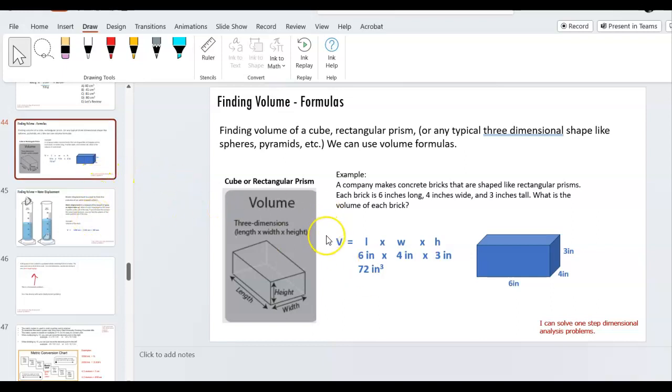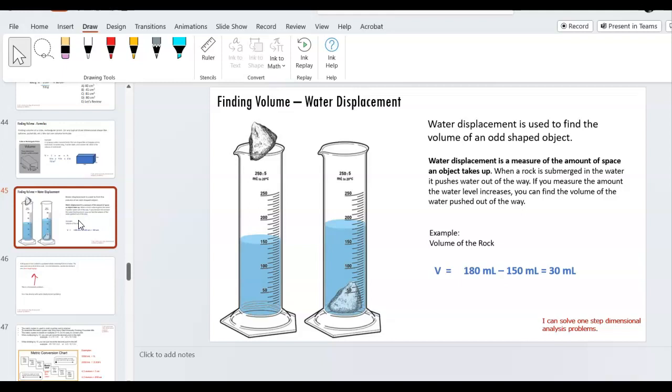Again, this only works if you have a cube or rectangular prism, or with different equations, you can find pyramids or cylinders or spheres, right? But it has to be that perfect shape to be able to use those equations to find volume. If you have an irregular shape, like we often do in chemistry, in this case, there's a rock example, we could use water displacement to find volume.